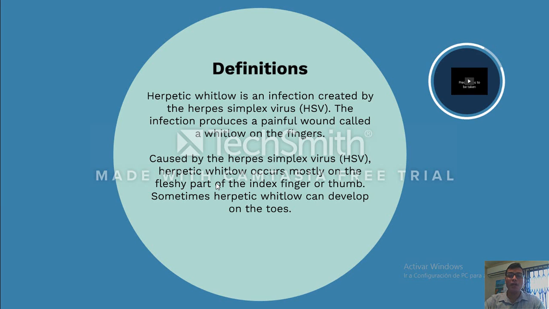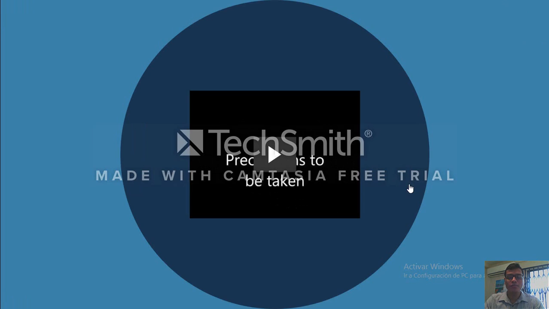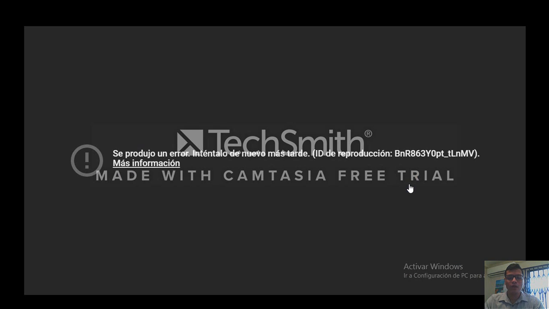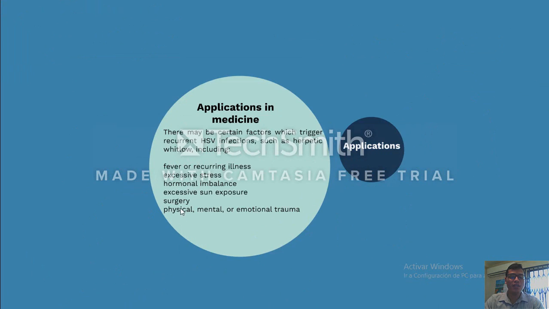Caused by the herpes simplex virus, as I said, herpetic whitlow occurs mostly on the fleshy part of the index finger or thumb. Sometimes herpetic whitlow can develop on the toes. There's a video on the precautions that must be taken, but we're going to pass on the applications in medicine.